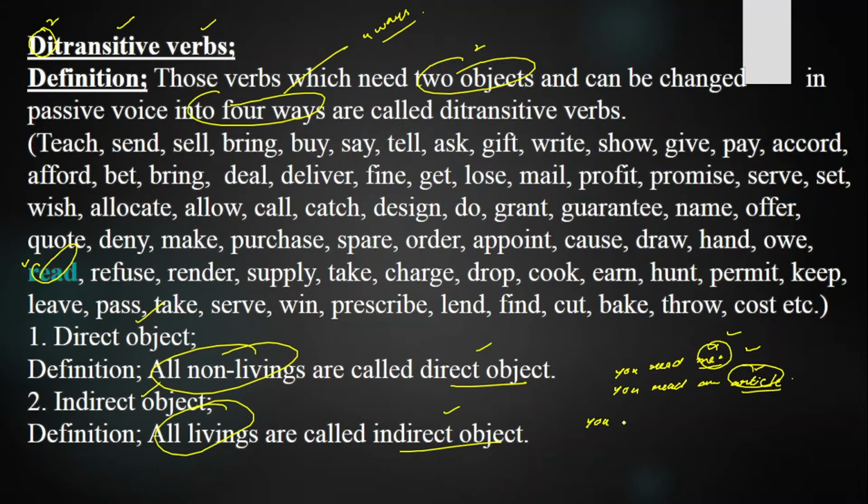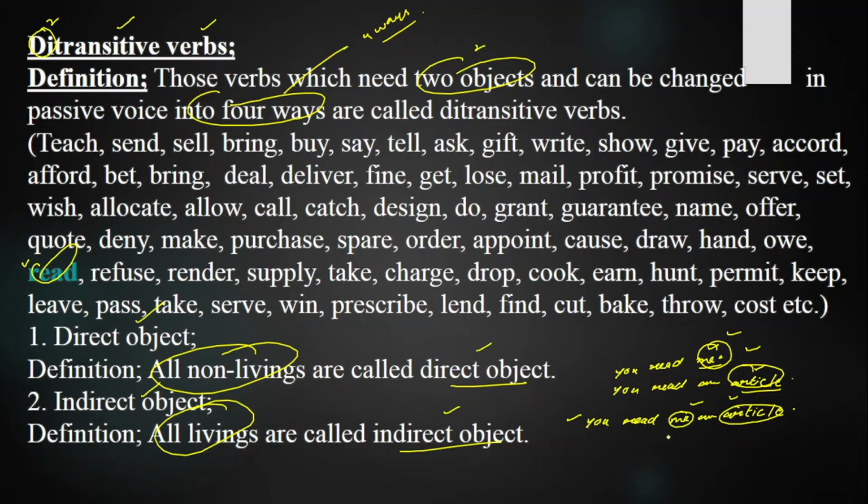Suppose I say, you read me an article. So over there, you read an article, you read me what? An article. You read an article for whom? For me. So over there are two objects by which the meaning is clear and understandable. This is the first way. You can change it in another way.